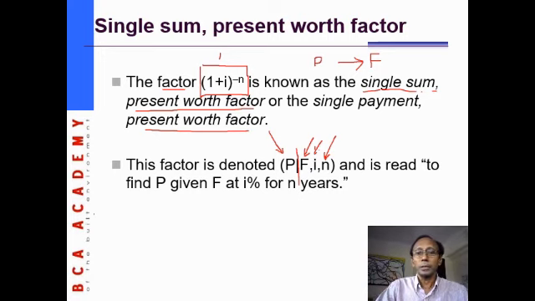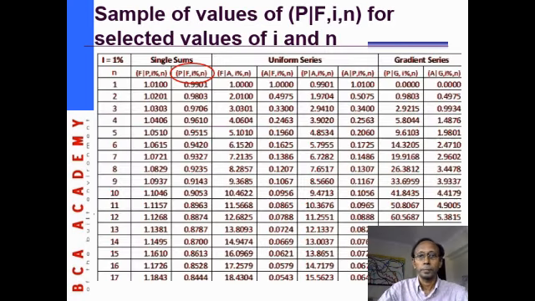So this factor is the one to be extrapolated from the table. By now you must be very familiar with how to read the table which is given to you for calculating the single sum present worth factor. Now we will go to a higher level after doing some exercises. So here is a picture of the table that I have given you in Word format. I will go through the components once again.